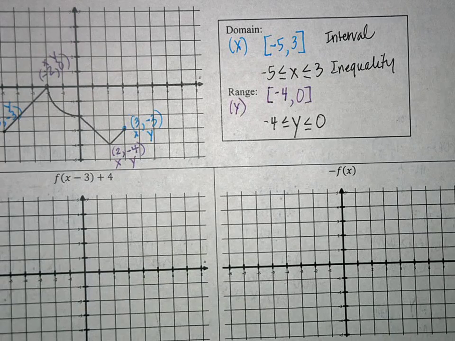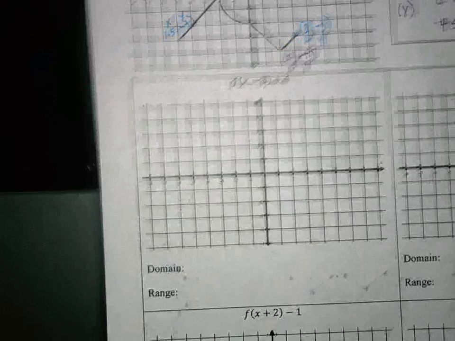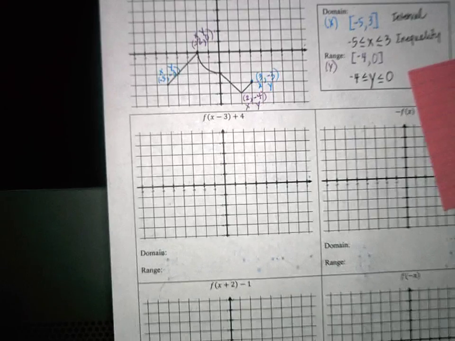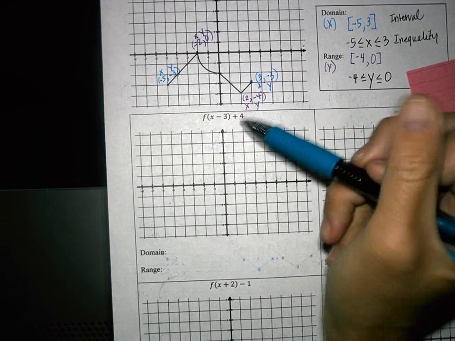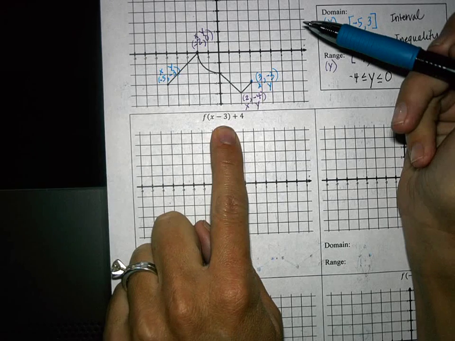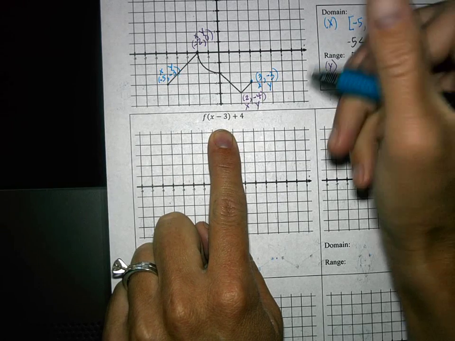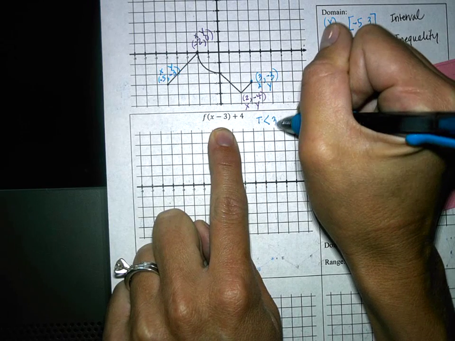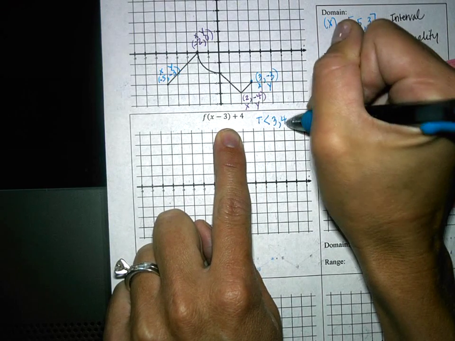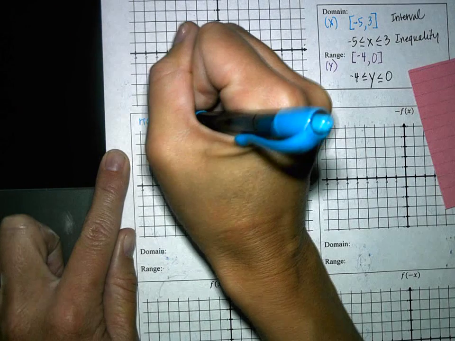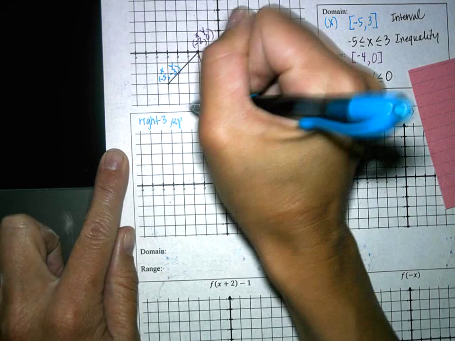All right, so on this next one, if we move right here, it is asking us to translate our original function. How is this one going to translate? It is going to translate 3, 4. And we can write this out in words as well. That is right 3, up 4.